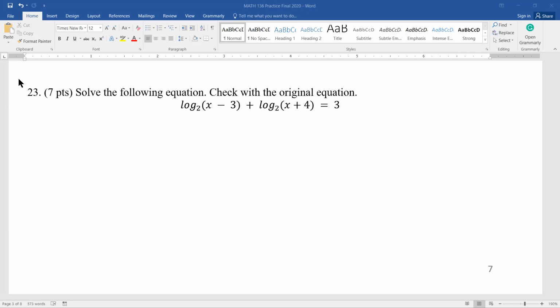Plus, if I do the same thing to the second log, I would have 2 to the x power equals 8. Well, 2 to the third power equals 8. And then 0 plus 3 is 3, so this second answer works. X does equal 4.